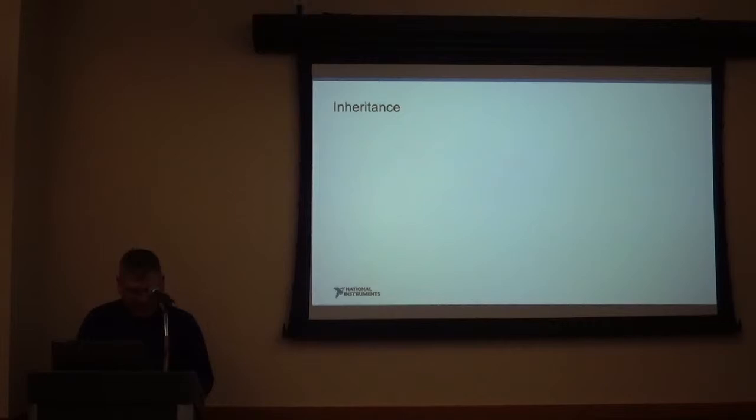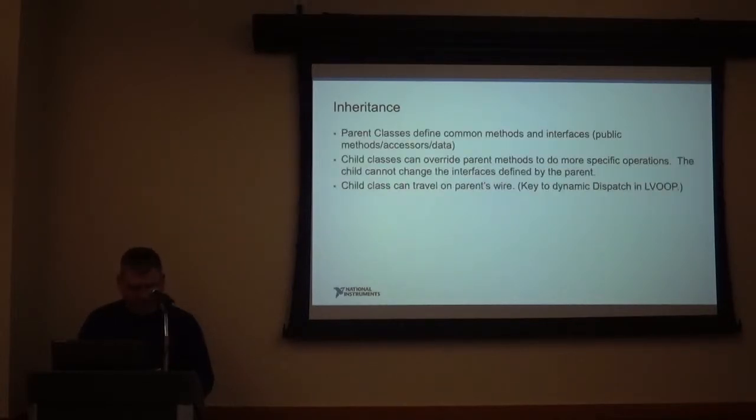Okay, inheritance. Inheritance allows us to define interfaces for categories of classes, such as a message class. The child class uses the inputs and outputs defined by the parent. Since the child can now travel on the parent's wire, we can use dynamic dispatch to invoke common methods in the child that were defined by the parent. Children can access data defined by the parent without implementing additional code to access it. So this is really the key way that we extend classes and make categories of classes.